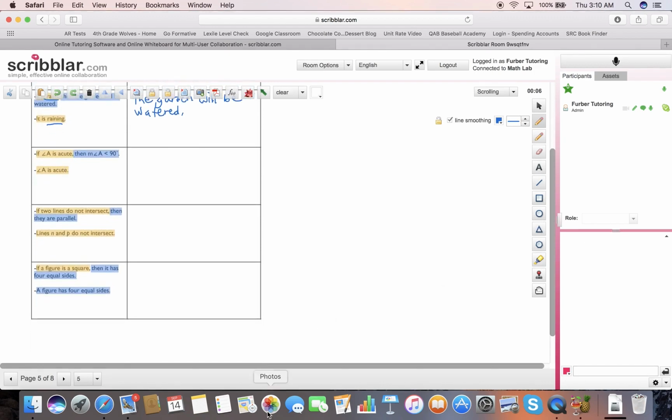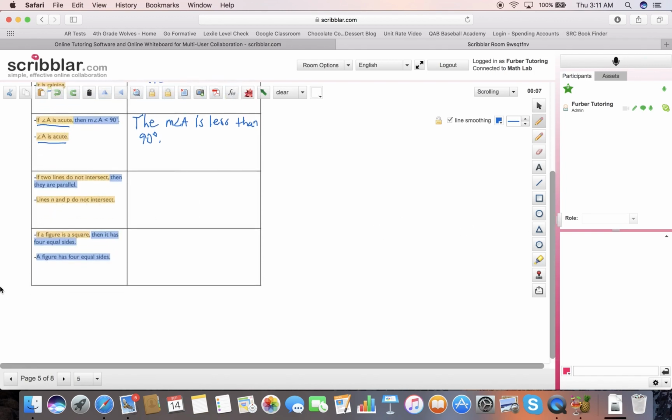Okay, let's look at another one. If angle A is acute, then the measure of angle A is less than 90 degrees. Now look at the statement. Angle A is acute. That matches the hypothesis. So if angle A is acute, its measure is going to be less than 90 degrees, and it says angle A is acute, then we can make the conclusion that the measure of angle A is less than 90 degrees. The conclusion matched the statement. Okay?